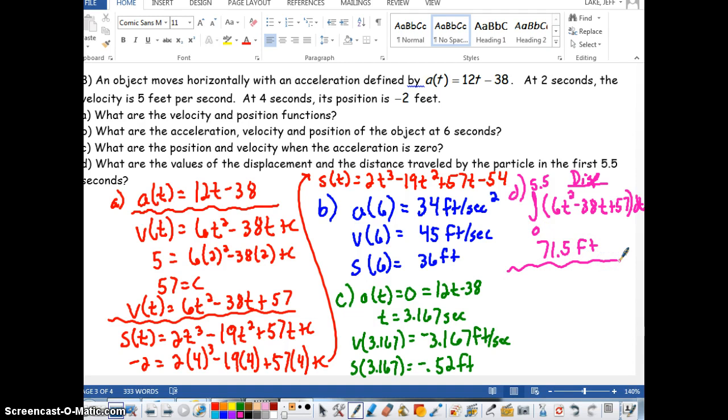The second part of letter D asks you to do the same thing, but this time you're going to have to find the total distance. It's still going from 0 to 5.5, right? But now we're going to put this into absolute values. So the absolute value of 6t squared minus 38t plus 57. And that is going to be 77.635.